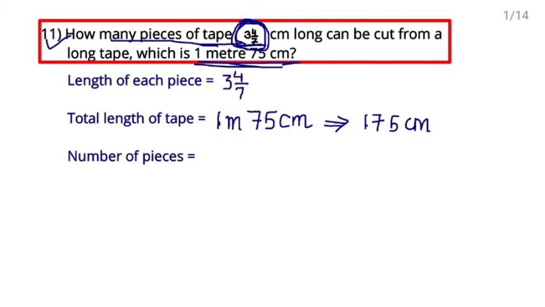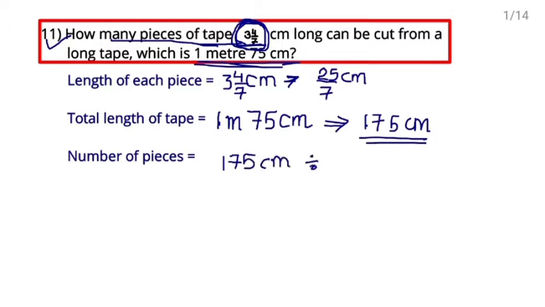3 whole 4/7 centimeter. This is the mixed fraction. You can change it into improper: 7 3s are 21 plus 4, 25/7 centimeter. Now to find the number of pieces, you will divide the total length of the tape, which is 175 centimeter, by the length of each piece, which is 25/7 centimeter.